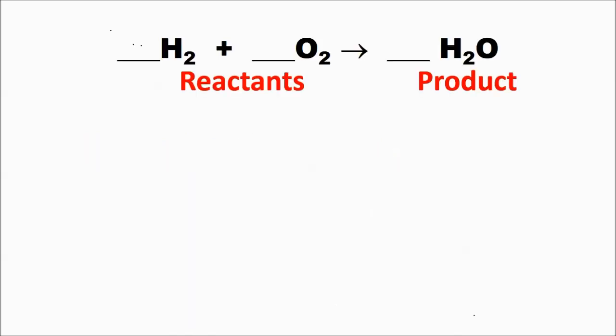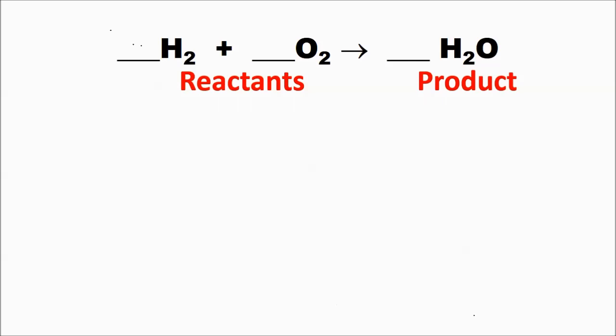method. First, let's review some basics about chemical reactions. In a chemical reaction, atoms are neither created nor destroyed, but only rearranged. So that means we need to have the same number of atoms of each element on both sides of the equation.